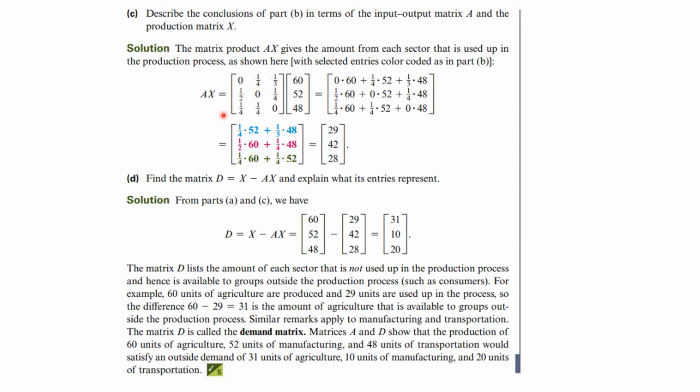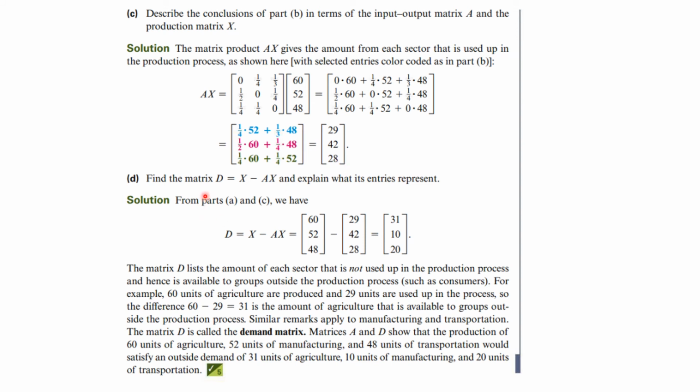Okay, so here I take A times X, and I get this. So AX is equal to 29, 42, and 28. That means we need 29 units of agriculture that is internally consumed to make the other outputs, 42 units of the second one is required, and 28 of the third.